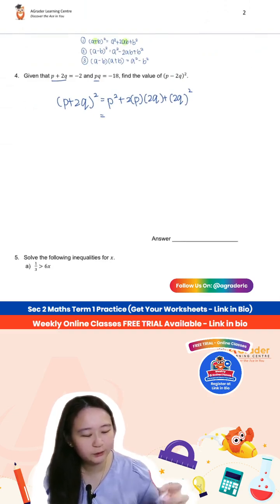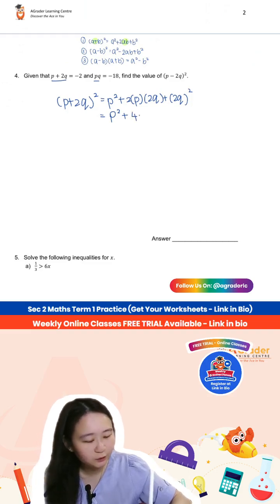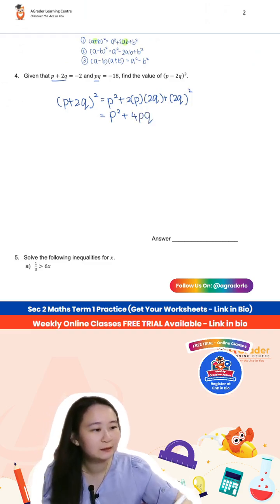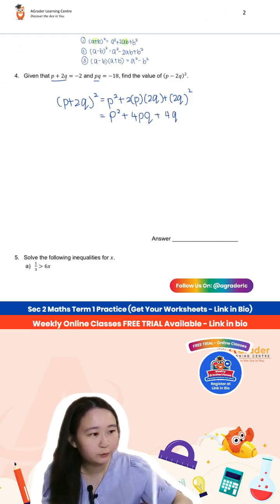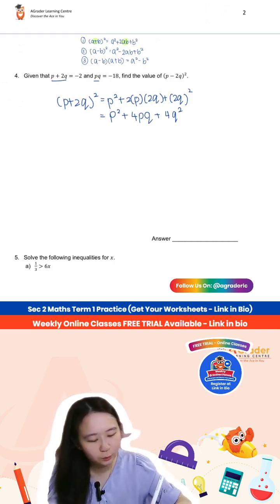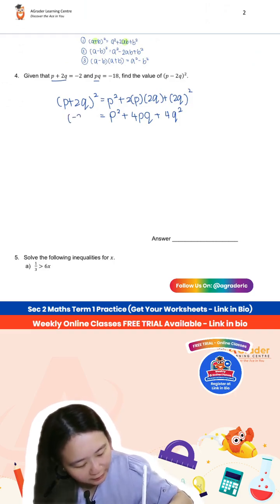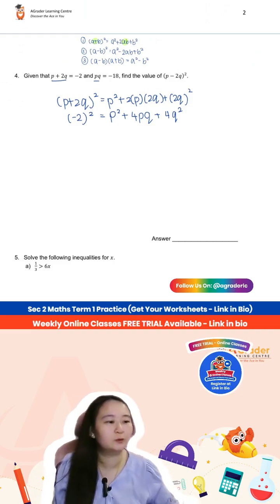Okay, after which you can expand p squared plus 2 times 2 is 4, so we have 4qp here plus 4q squared. And then our p plus 2q, the whole thing squared, we can replace our p plus 2q with negative 2, so it equals negative 2 squared.